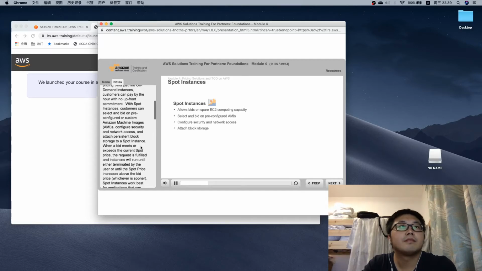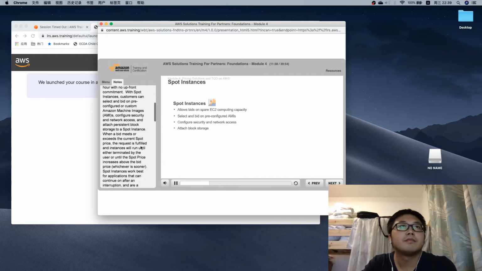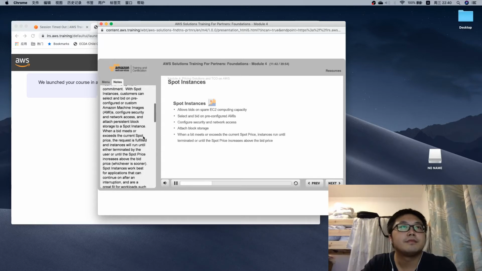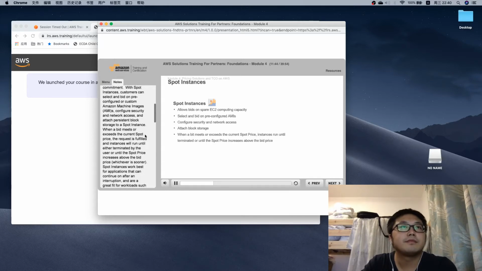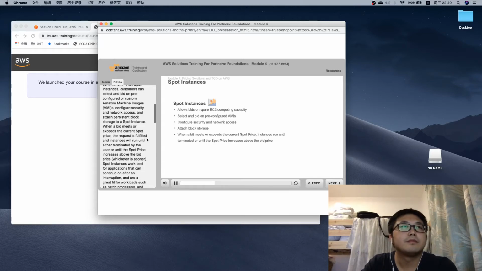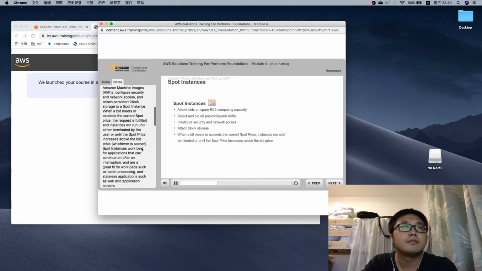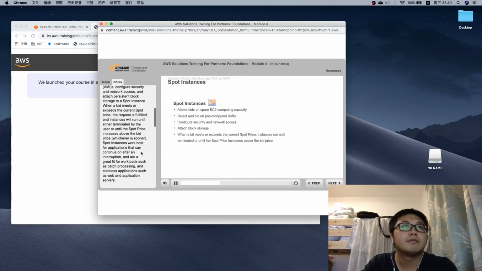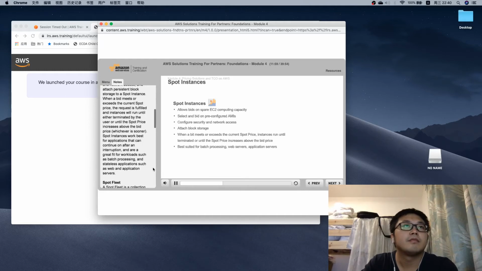When a bid meets or exceeds the current spot price, the request is fulfilled and instances will run until either terminated by the user or until the spot price increases above the bid price, whichever is sooner. Spot instances work best for applications that can continue on after interruption and are a great fit for workloads such as batch processing and stateless applications such as web and application servers.